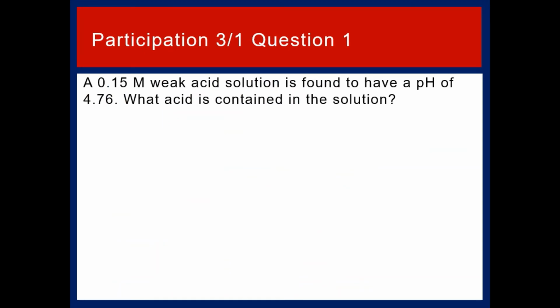Participation 3-1, question 1. A 0.15 molar weak acid solution is found to have a pH of 4.76. What acid is contained in the solution? This is question 1 on participation 3-1 due Tuesday, March 1st at 11:55 p.m. over on Blackboard. Link to the assignment is right below the links to these videos. Again, a 0.15 molar weak acid solution is found to have a pH of 4.76. What acid is contained in the solution?